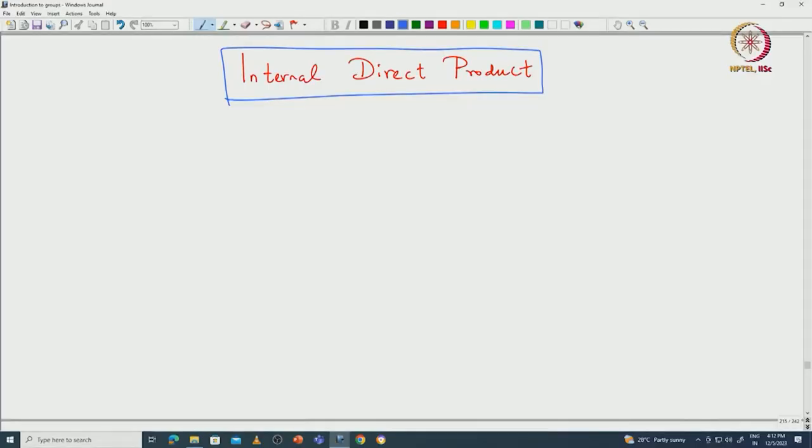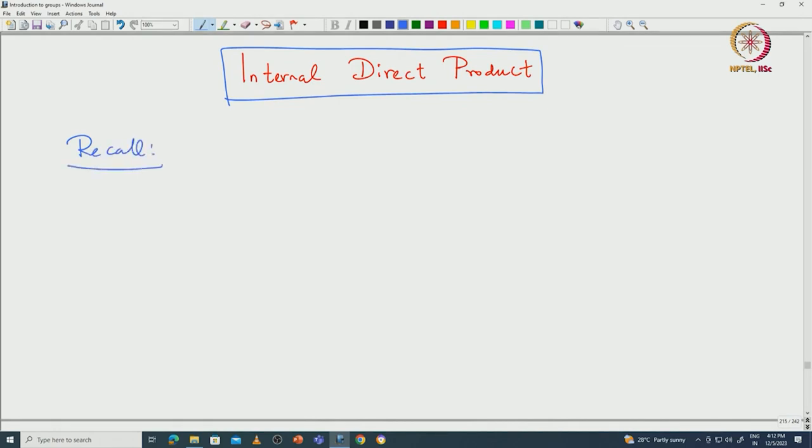Welcome back, everyone. In this lecture, we will talk about the internal direct product, which is a very important construction in group theory. So let us begin with recalling what is this direct product of groups, or external direct product of groups.